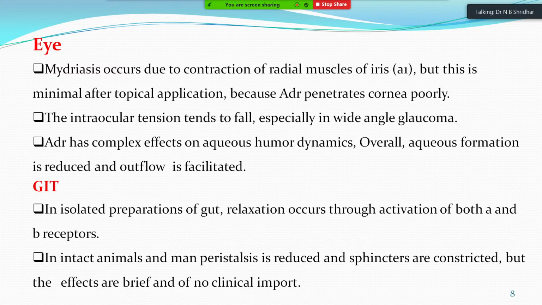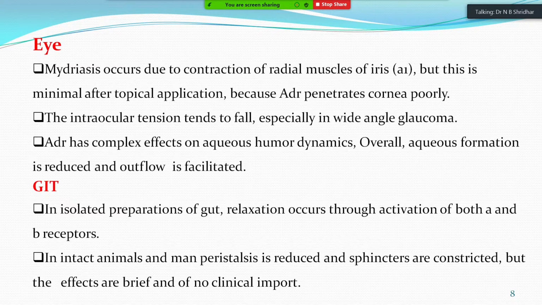But this effect is minimal after topical application. If it is locally given, it is not going to cause such action because adrenaline penetrates the cornea very poorly. That's what we say, and science has proved it. The intraocular tension or pressure tends to fall, especially in wide angle glaucoma. Glaucoma is the accumulation of ocular fluid in the eye. There are varieties of glaucoma, wide angle glaucoma and short angle glaucoma, etc. So intraocular pressure tends to fall, especially in wide angle glaucoma.